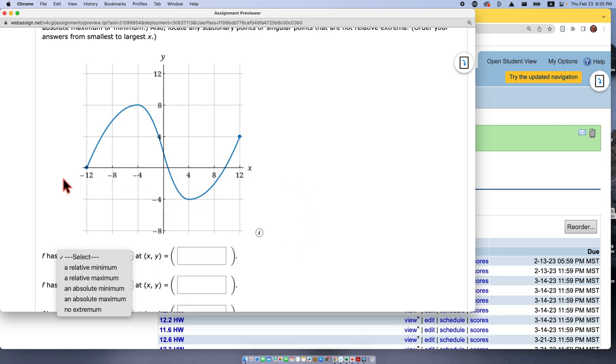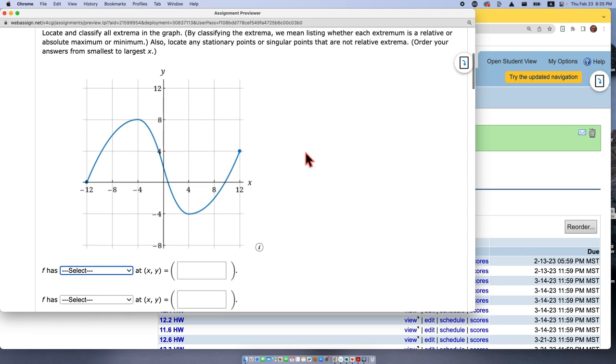What they're going to want you to do is go from, let's see, how do they say this? Order your answers from smallest to largest x value. So they kind of just want you to go from the left to the right. So we really kind of want to start at this, what's this endpoint? What would we classify it as? Is that a minimum or a maximum, or is it just a point?